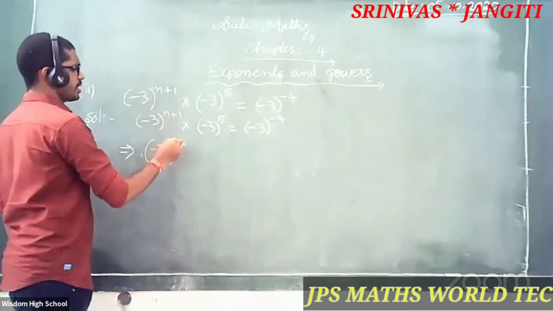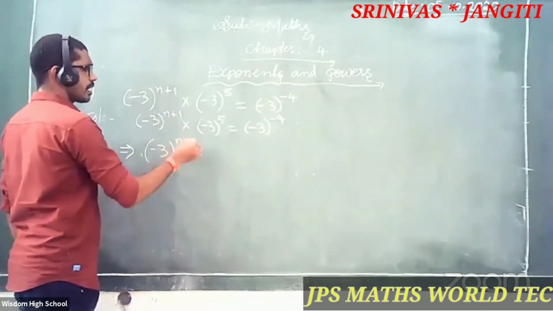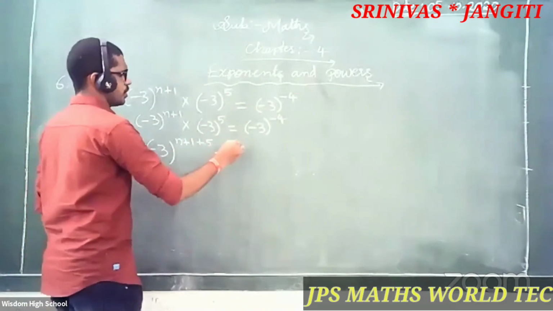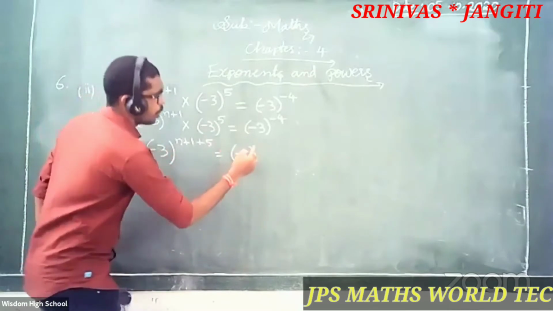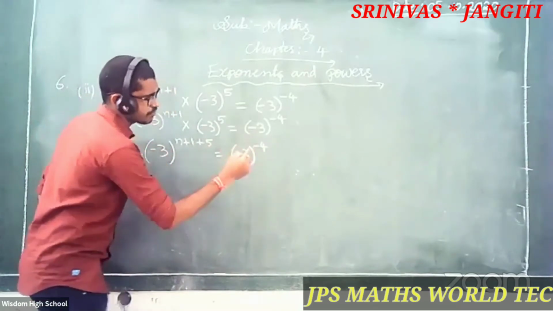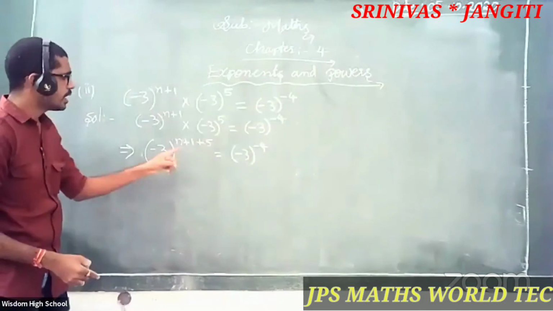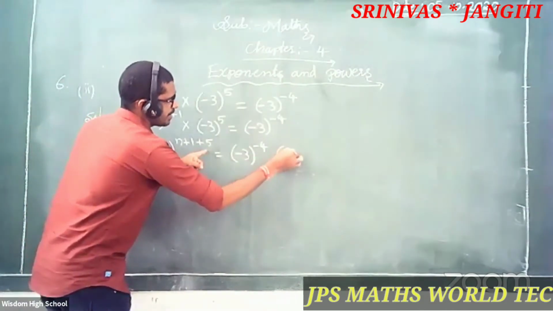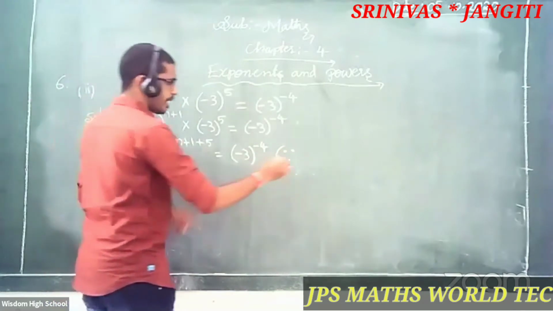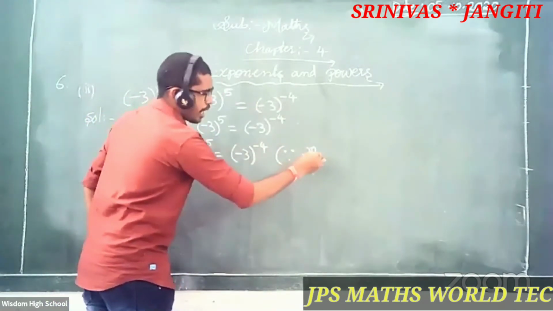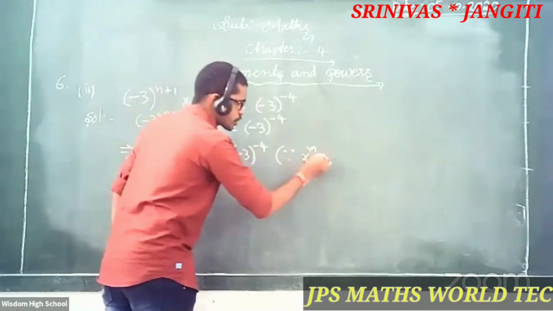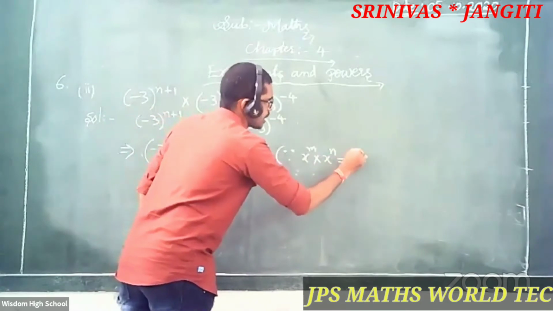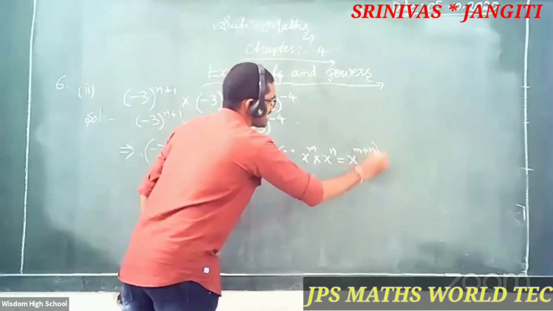All to the power of n plus 1, and here plus 5, that is equal to (-3)^(-4). So why is this? What is the reason? Tell me. Because x^m × x^n is equal to x^(m+n).